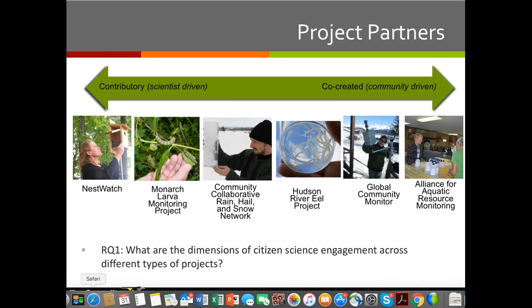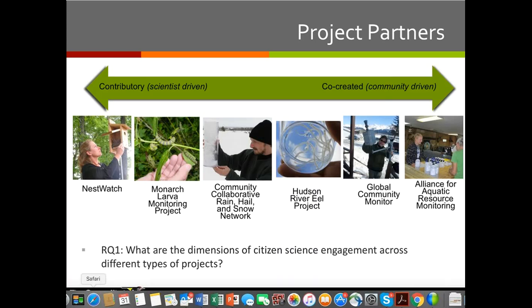So our project partners span that continuum of the contributory to collaborative to the co-created model. You can see these are the 6 projects that we are involved with, and the Alliance for Aquatic Resource Monitoring, affectionately called ALLARM, they are one of our 6 projects. So we have 2 projects that are contributory, 2 projects that are collaborative, and 2 projects that self-identify as co-created. And with these 6 projects, the first research question is looking at the dimensions of engagement.